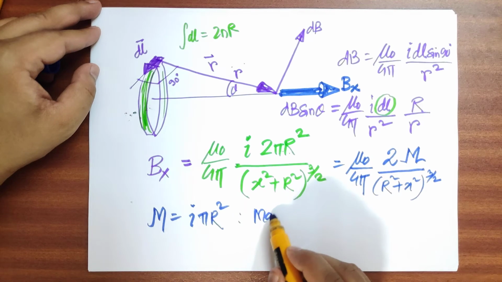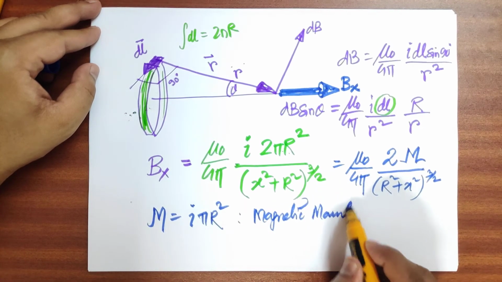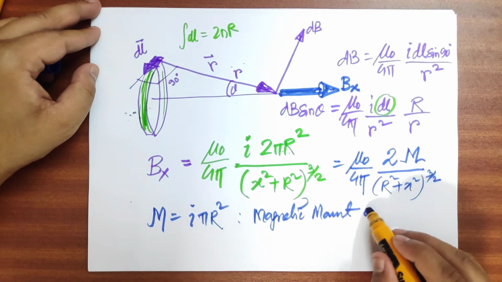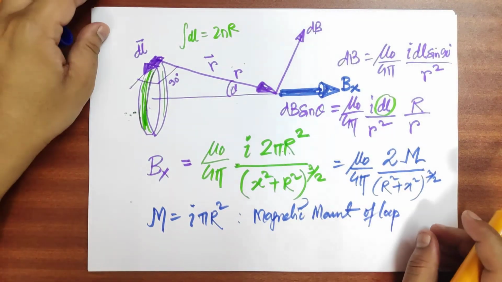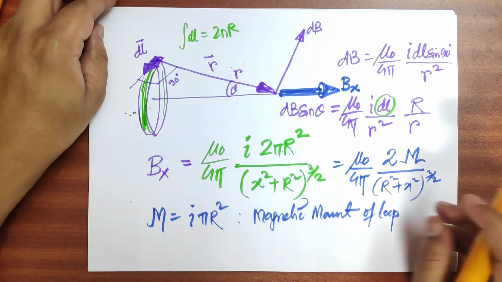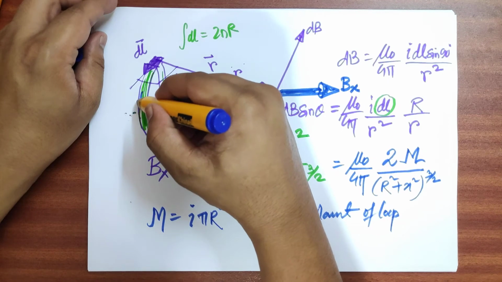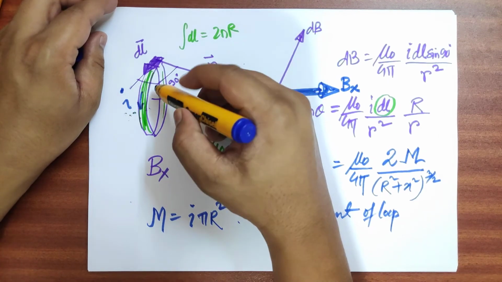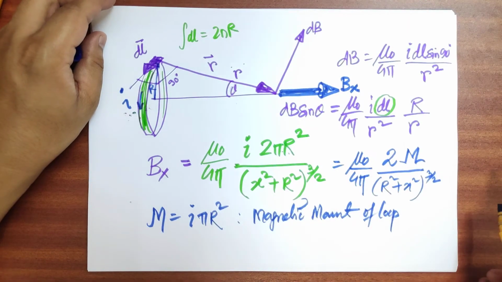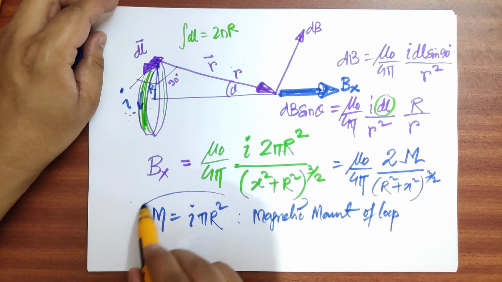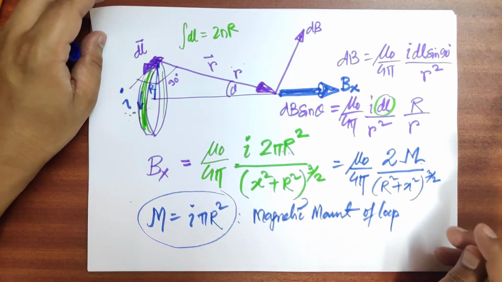It is the magnetic moment of the loop. We have studied this in a previous topic. Magnetic moment of the loop, for a single turn loop, is the current multiplied by the cross section of the loop. So here is the current and the cross section. This radius is R. So I multiplied by pi R square is the magnetic moment of the loop. So this is the formula.